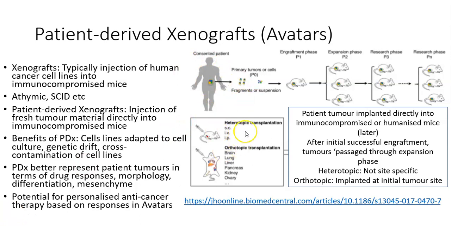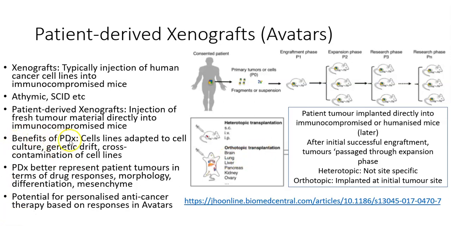Now with all of these models where you take the primary cancers, you can either do heterotopic transplantation, that would be subcutaneous, intravenous or intraperitoneal, and they're just getting the cells into the mouse and hoping they take somewhere. Whereas you can also do orthotopic transplantation, where you would take brain cancer from the patient and inject it into the brain of the mouse, lung cancer from the patient, lung cancer into the lung of the mouse, and so on.